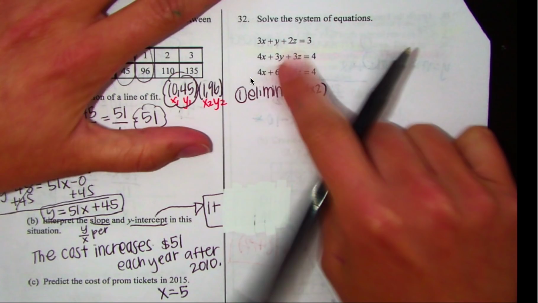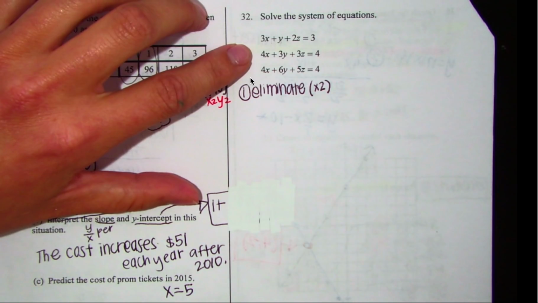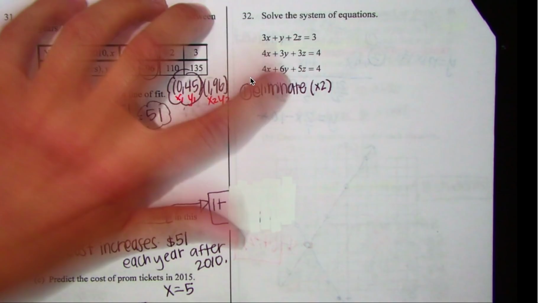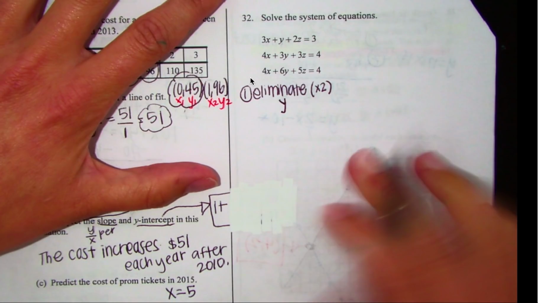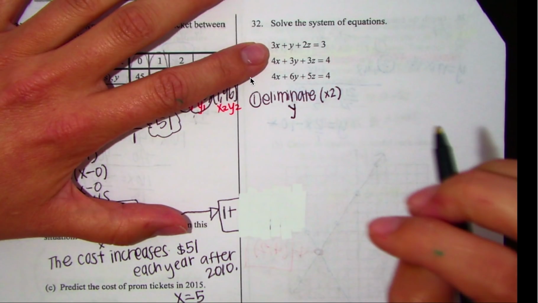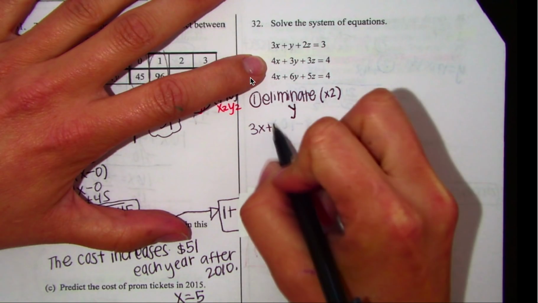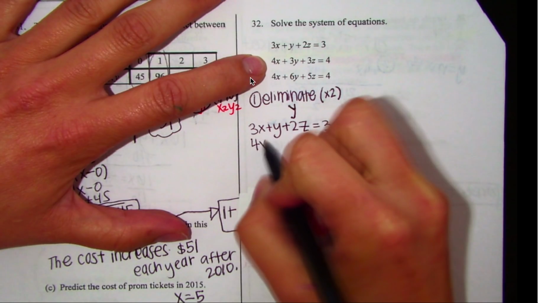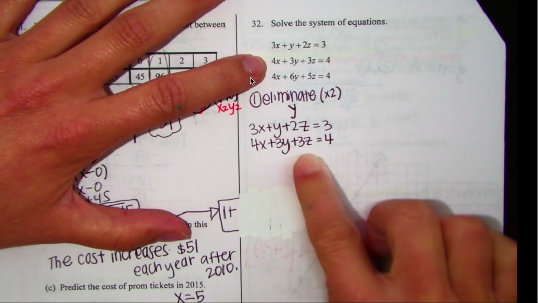So when I look at this, I'm looking at the x's, the y's, the z's, and I'm thinking the y's is going to be less work. So I'm going to eliminate the y's. And I'm going to do that 2 times. So I'm going to start with my top equation and my second equation. So equation 1 and 2, I'm going to write those down. And I'm going to try to eliminate y.